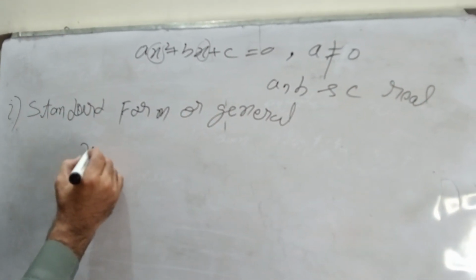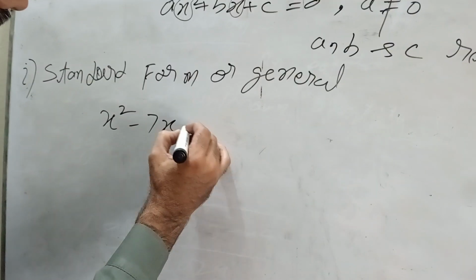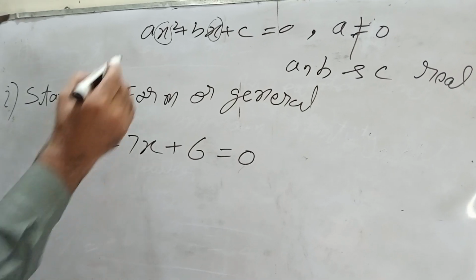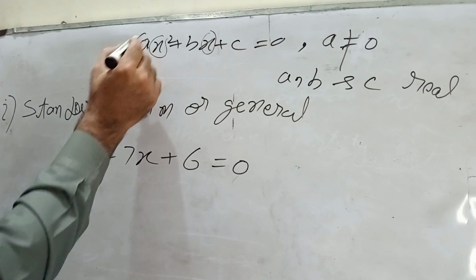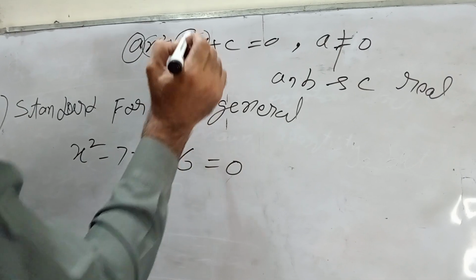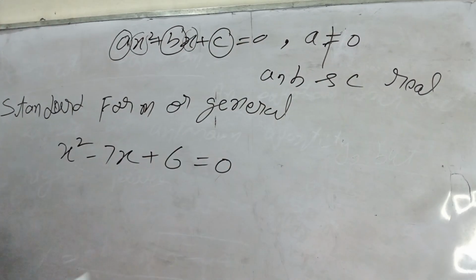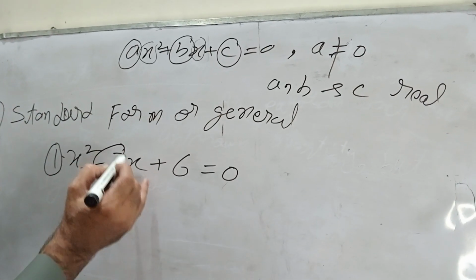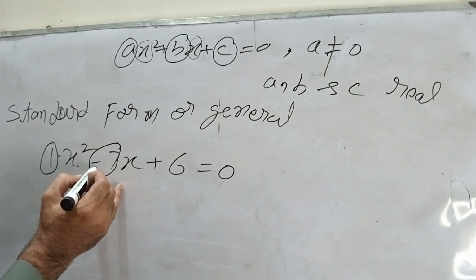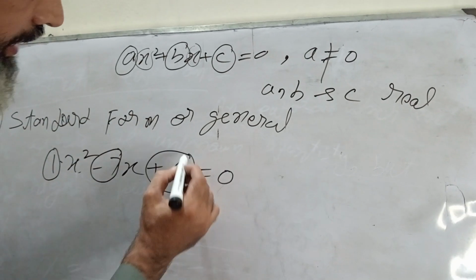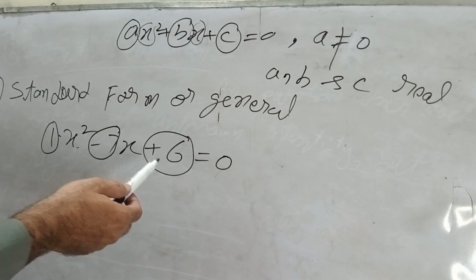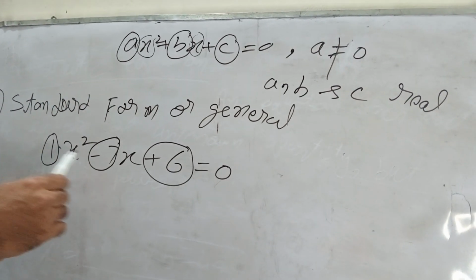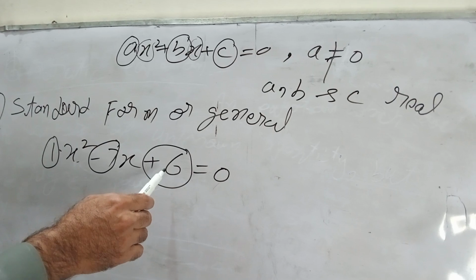For example, x square minus 7x plus 6 equal to 0. Here a is the coefficient of x square, b is the coefficient of x and c is the constant value. Here the coefficient of x square is 1, the coefficient of x is minus 7, and plus 6 is the constant term.